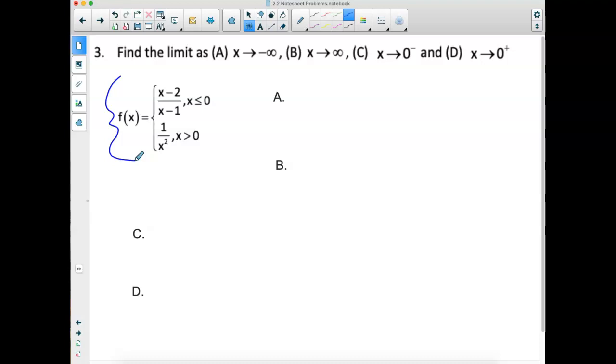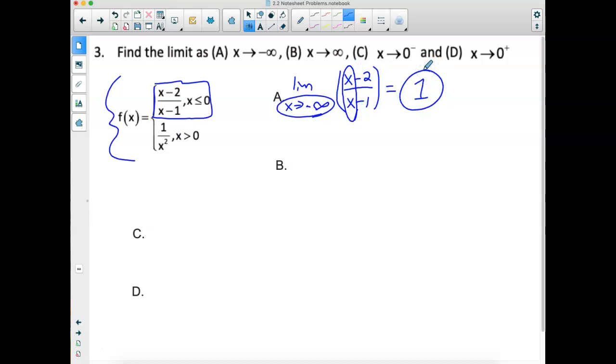So what I'm going to do is I want to see, A is saying, what is the limit as x approaches negative infinity? Well, which one of these is going to negative infinity? Well, this is x is less than 0. So this is the side when I'm going to negative infinity. So the limit as x approaches negative infinity of x minus 2 over x minus 1, what does that equal? Ooh, like I said, it's a rational function. I'm getting way, way big. Big, big, big, big. End behavior. Power thing. 1. Bada bing, bada boom.